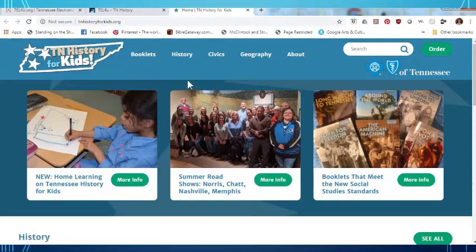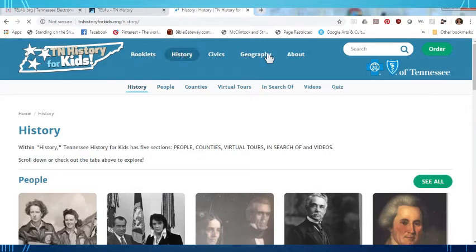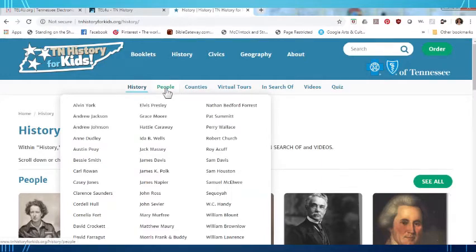And this divides the standards into history, civics, which is the same as government, and geography. So I'm going to start with history. And inside of history, there are 5 sections: people, counties, virtual tours, in search of, and videos. So I'm going to start with people. I'm going to hover over, and it brings up a list of people that they have articles about.